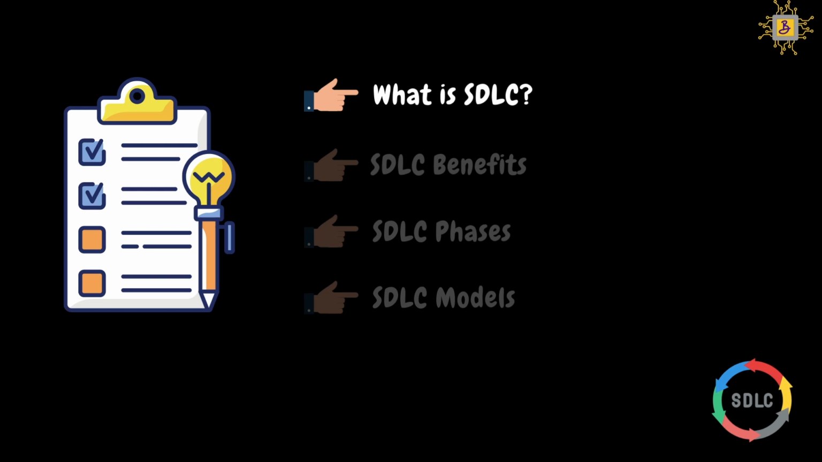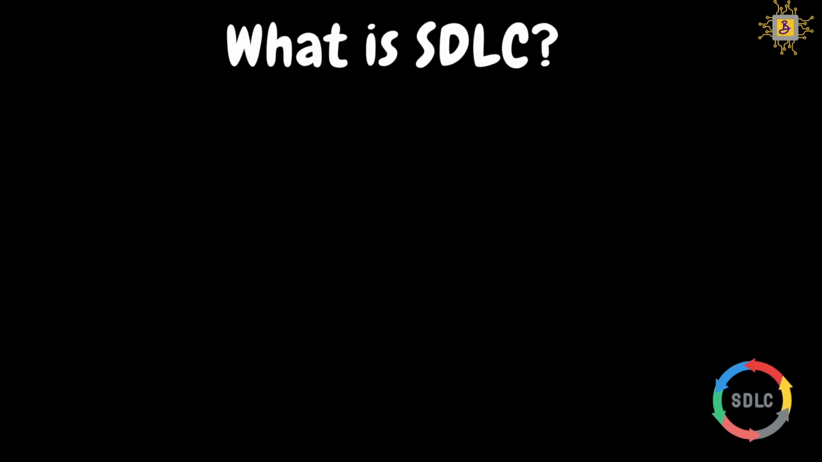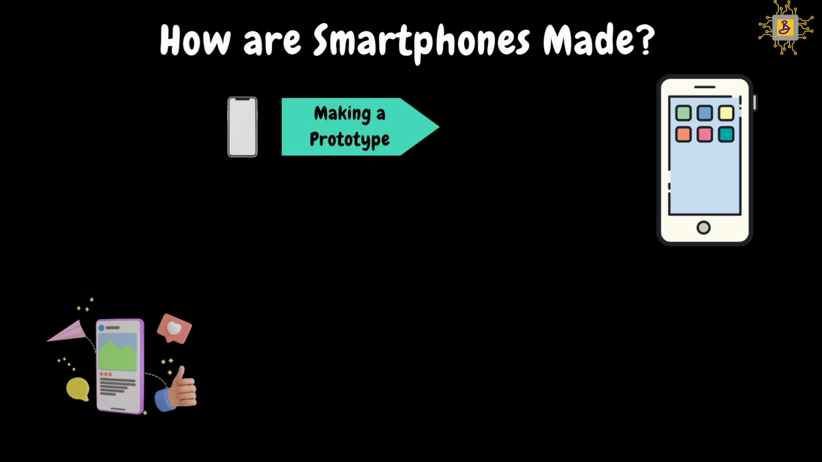So what is SDLC? Before discussing anything further, let's look at a real-time example. These days, everyone is using smartphones, right? Do you know how those smartphones are actually made? Let's find out. First, there will be a meeting with the company board of directors. In that meeting, they will discuss the idea and various options available in the market. Once it is approved, then the idea will be passed to the research and development lab.